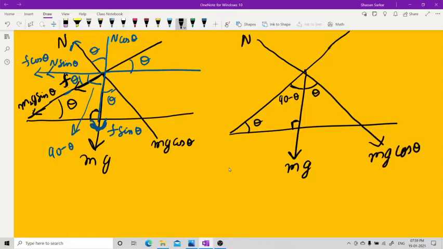Now do one thing. In order that the body does not slip down, I put a friction in this sense. This is my normal. What I'll do is draw this line and this line perpendicular to each other. These two blue lines are perpendicular to each other. This line is this line only, blue line. Now see, now this is theta. This has to be theta because it is vertically opposite. This whole is 90.